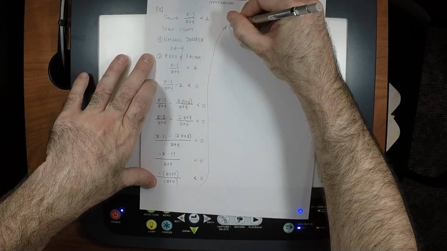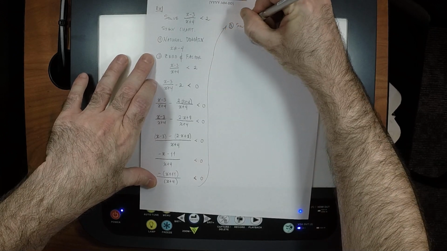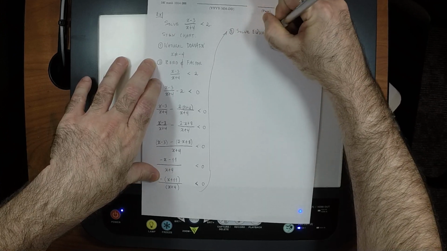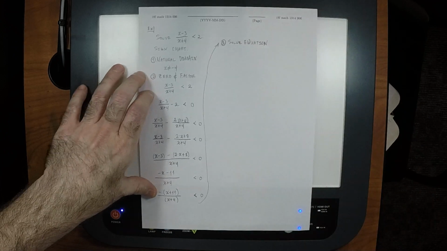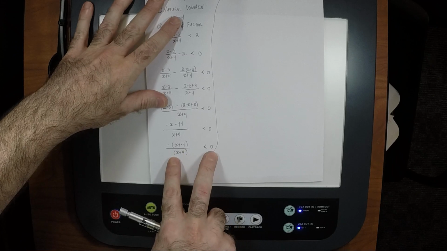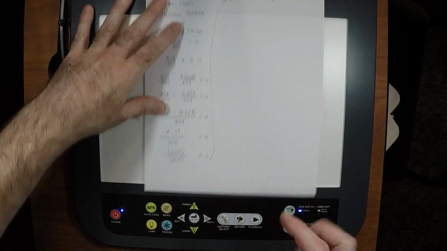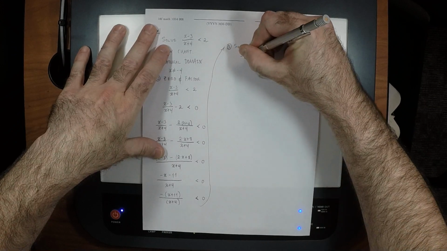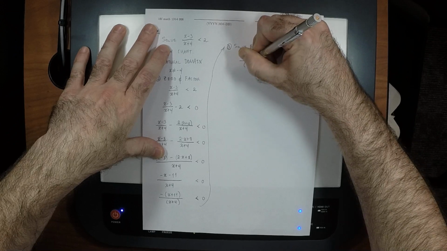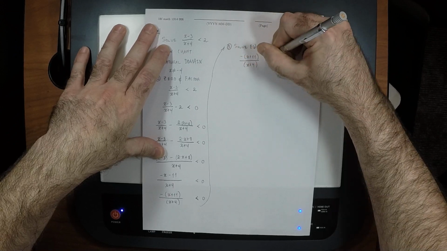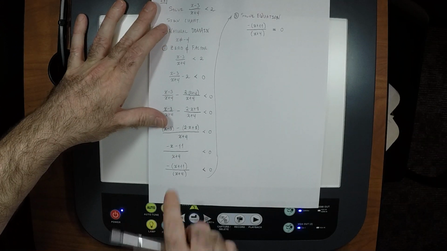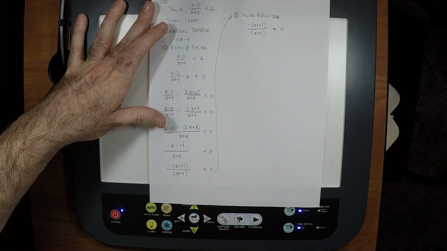Now what we're going to do is solve the corresponding equation. What this exercise is about is solving an inequality, and we've gotten to here. Now I'm going to take this and write exactly that, except as an equation. So, negative x plus 11 over x plus 4 equals 0.